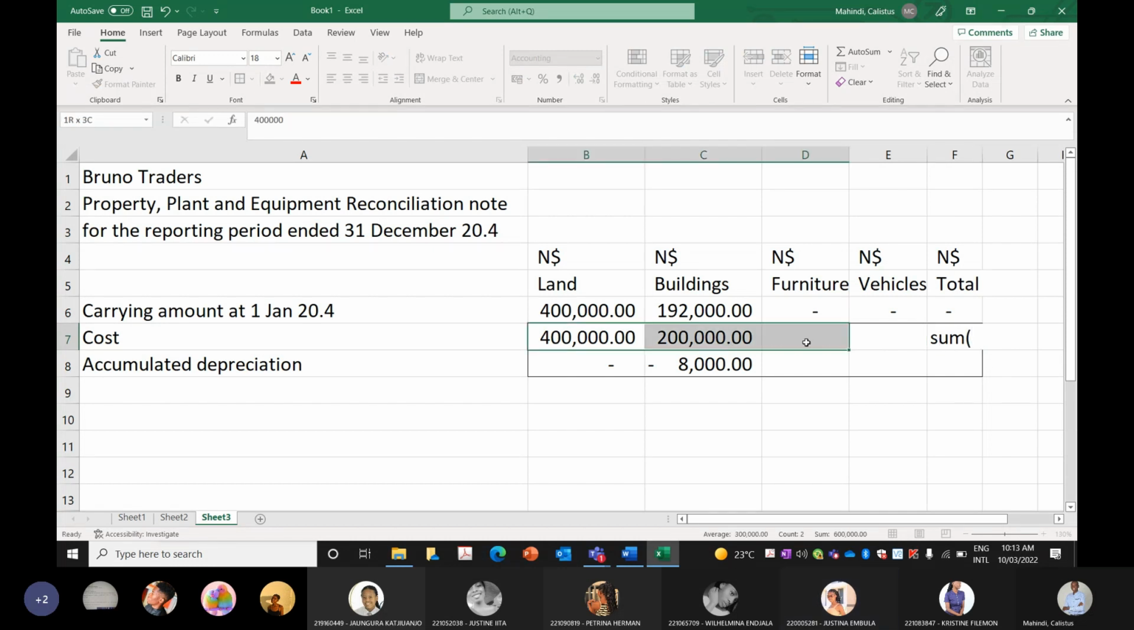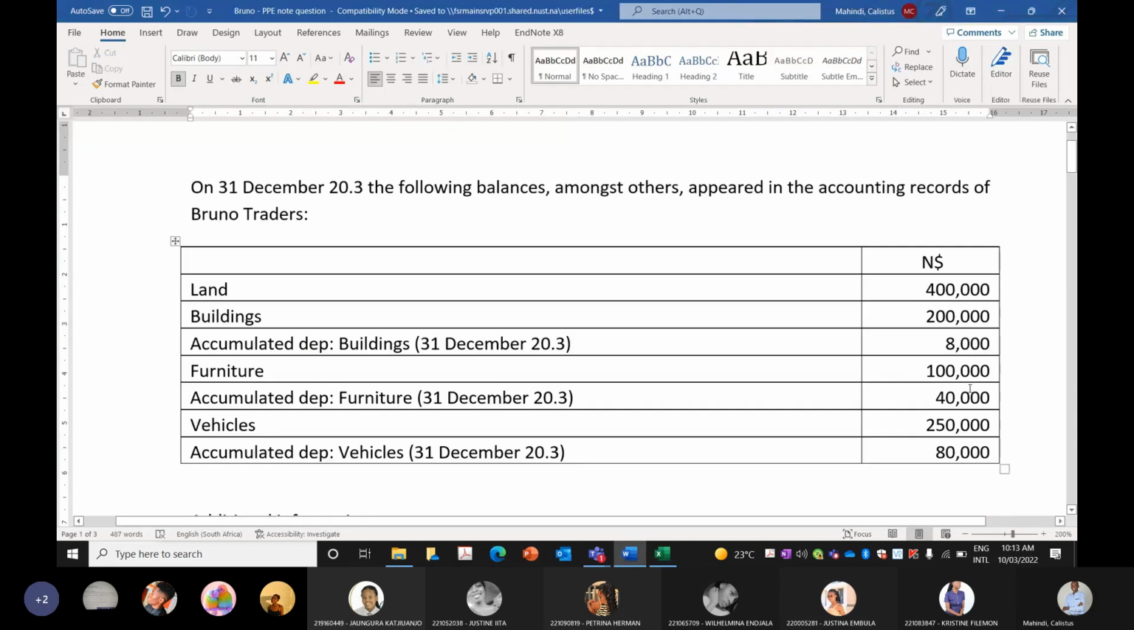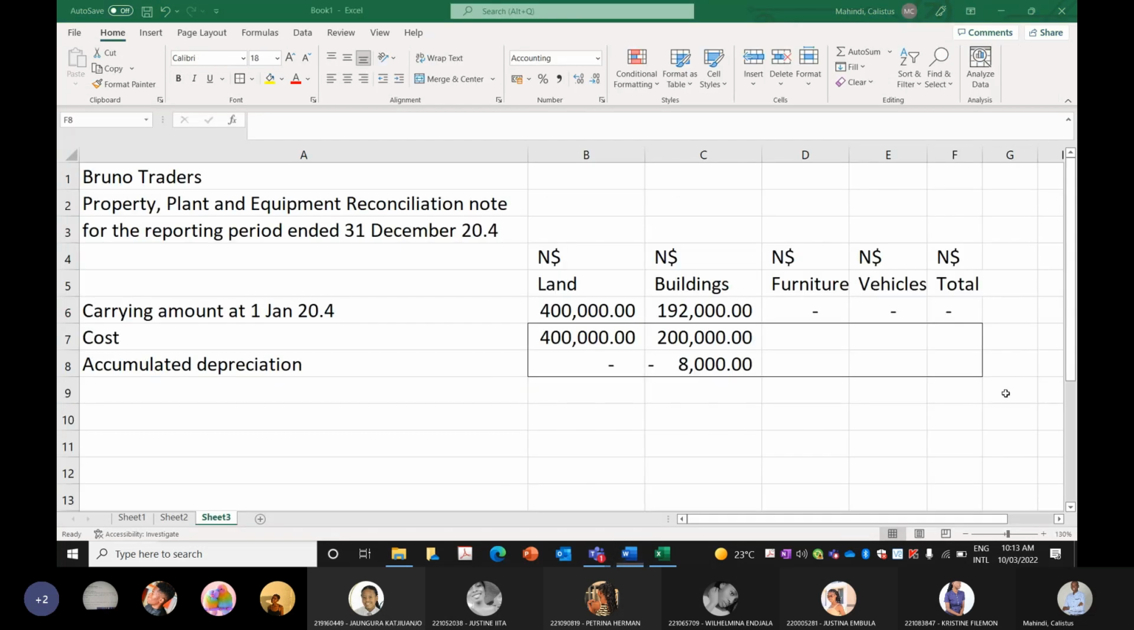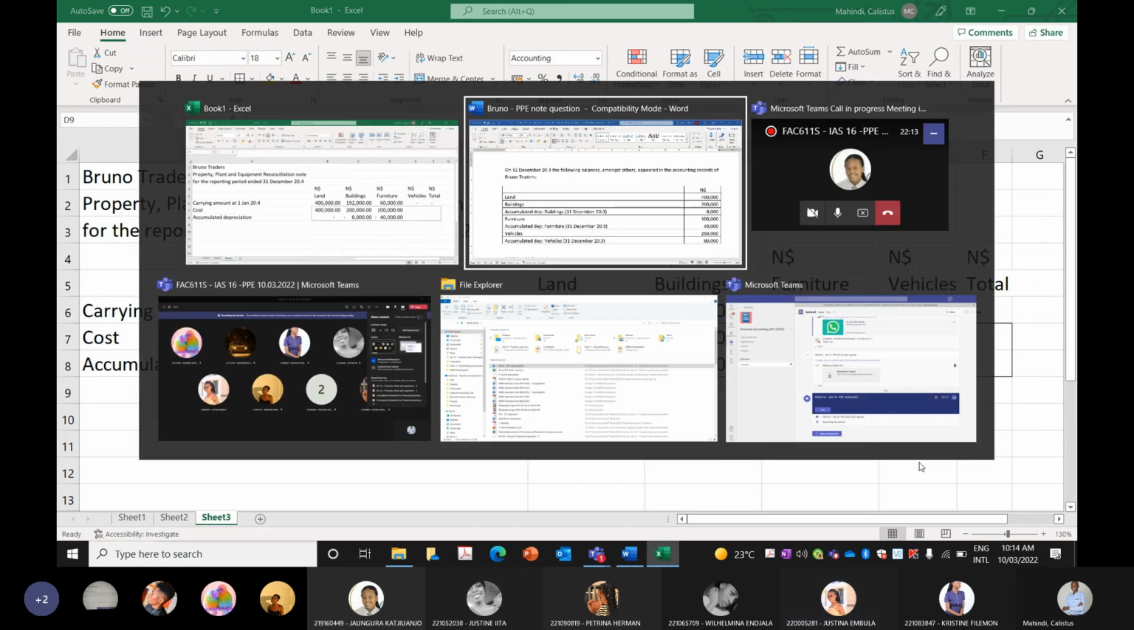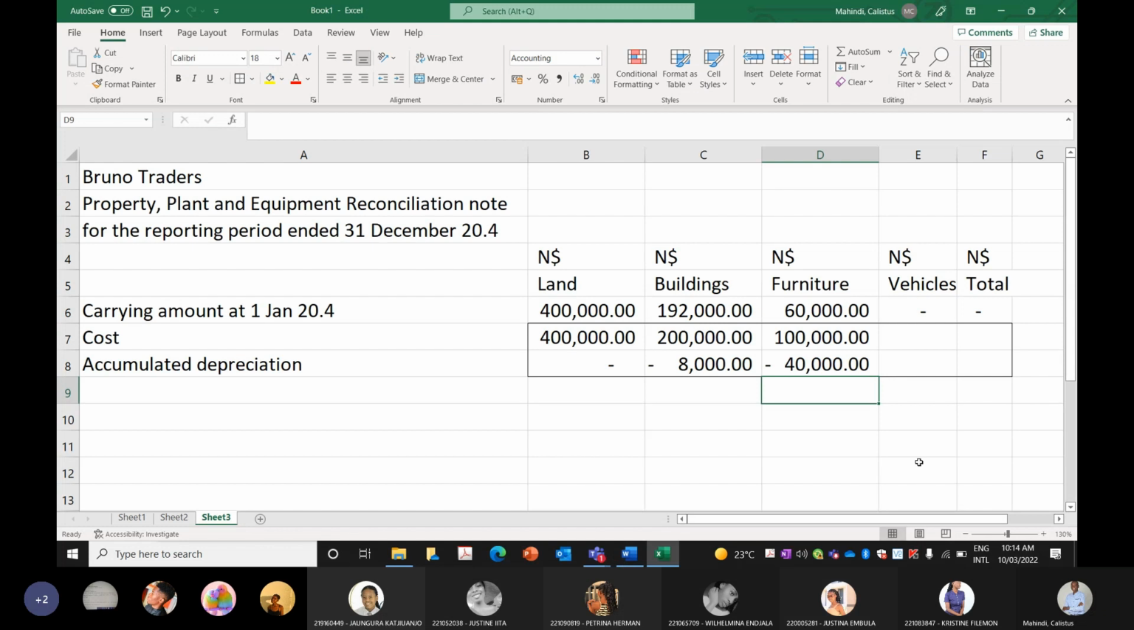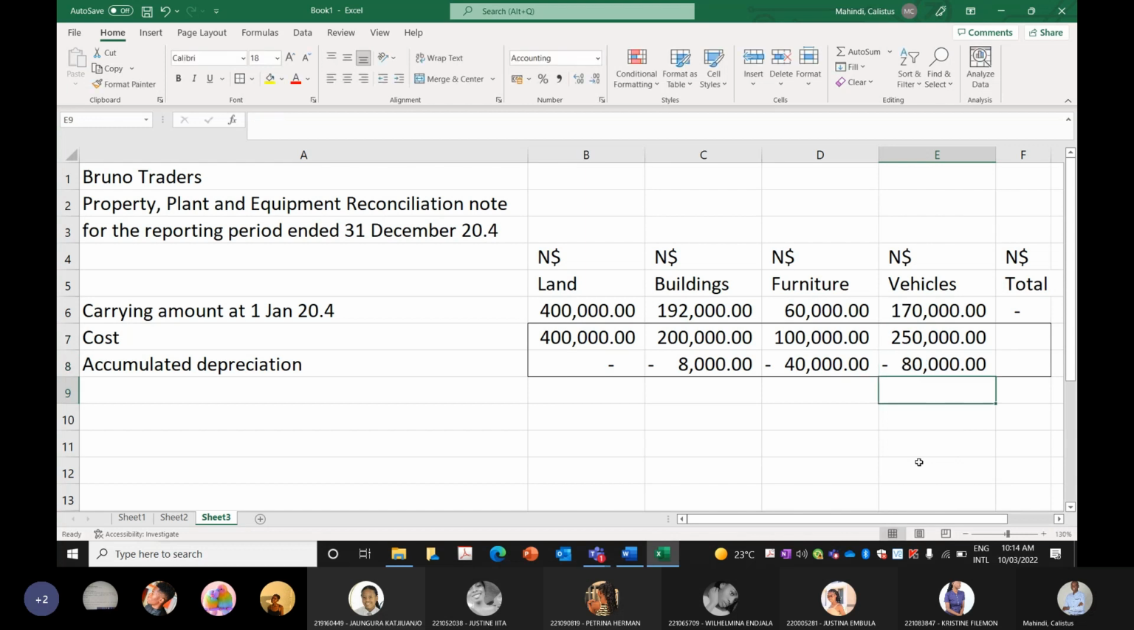Okay, let us just do that. All right, I'll come back to the total. Let's do furniture. We have 100,000 and accumulated depreciation of 40,000. So it's 100,000. Then we had 40,000. So the carrying amount of furniture is 60,000. And then the last one that we had is vehicles, 250,000 and 80,000.